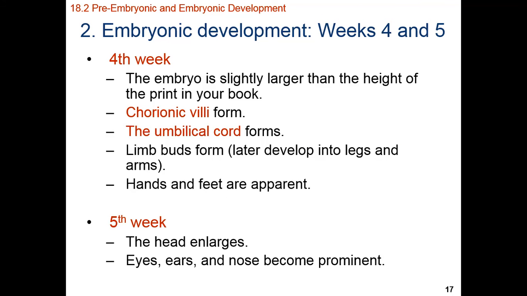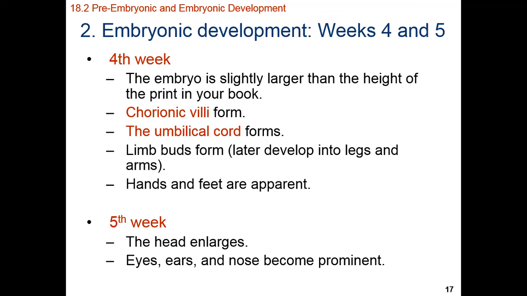During the 4th week, so 4 weeks after fertilization, the embryo is growing larger, and it's going to be slightly larger than the height of the print in your book. So the embryo is still quite tiny, about 2 to 3 millimeters. We also have chorionic villi formed. These chorionic villi are penetrating the endometrium and beginning to remove nutrients from the mother's body, from her endometrium, and delivering those nutrients to the developing embryo.